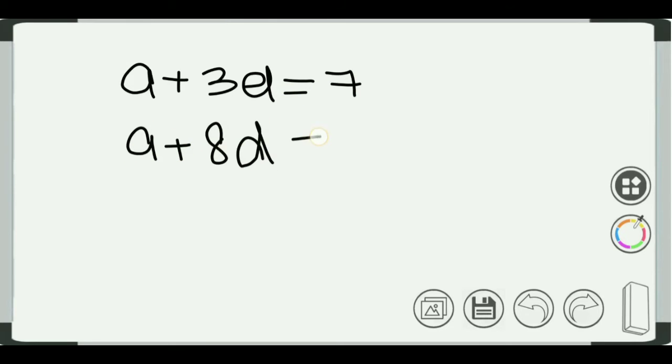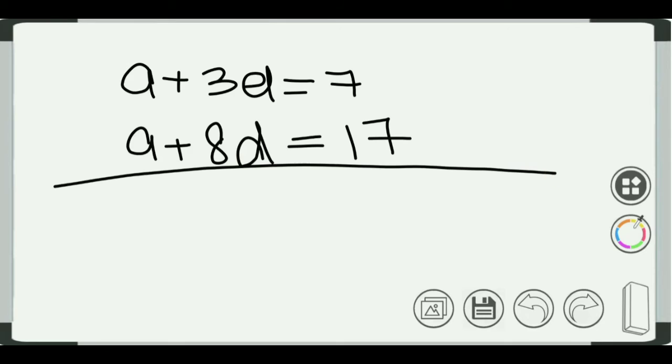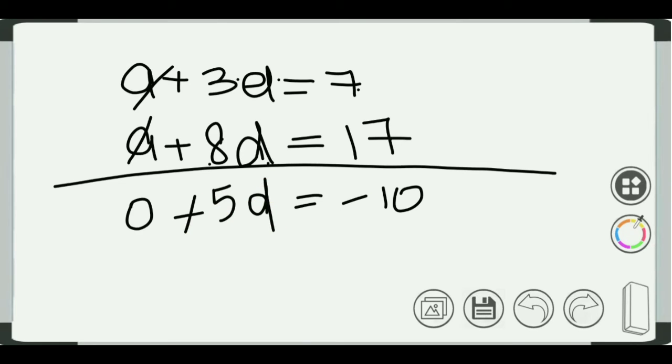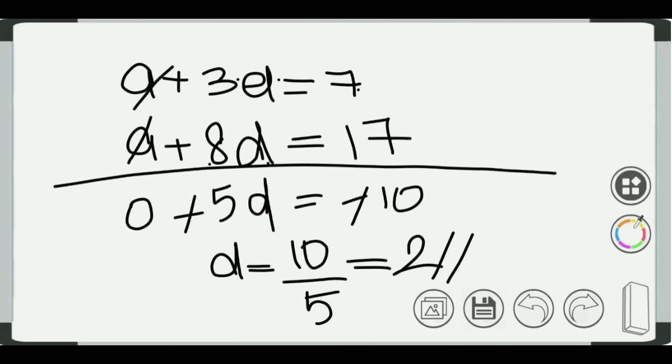See, these are your equations. A plus 3d equal to 7, first equation. A plus 8d equal to 17. Eliminate, subtract. 7 minus 17 is minus 10. A got cancelled. 3d minus 8d, 3 minus 8, minus 5d. Negative negative got cancelled. D is equal to 10 divided by 5, which is equal to 2. You got the value of d.